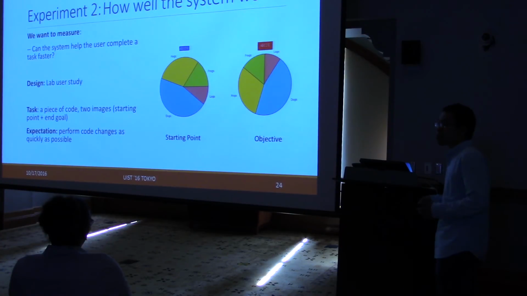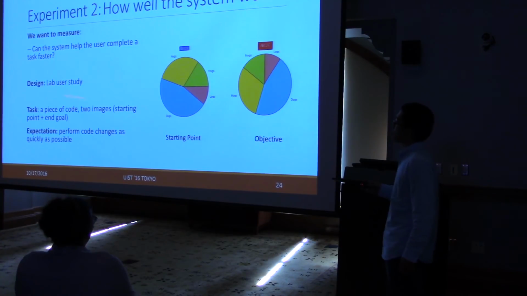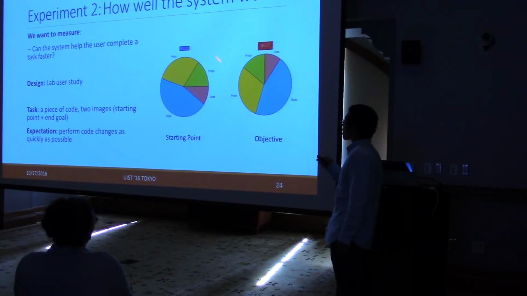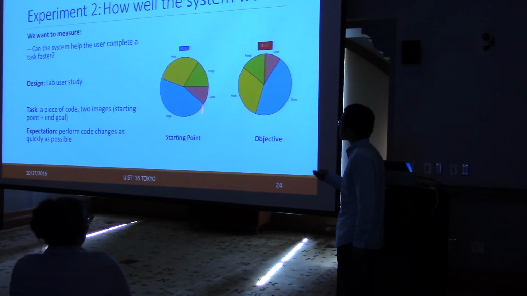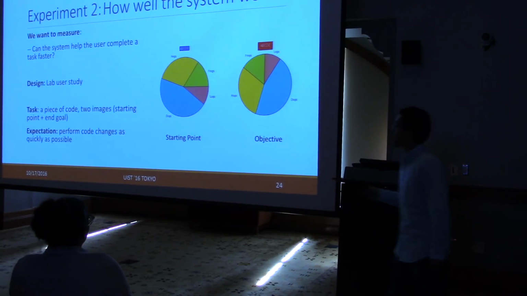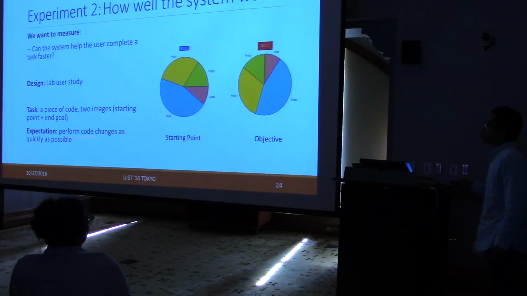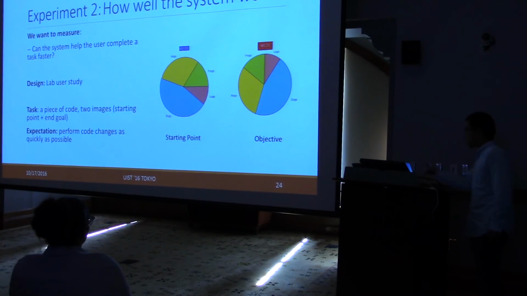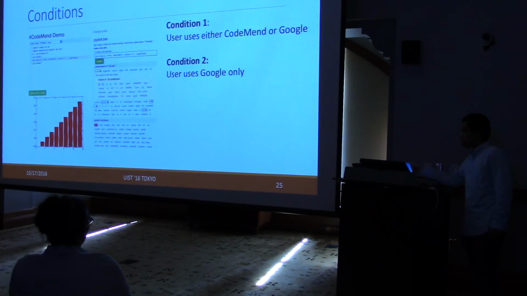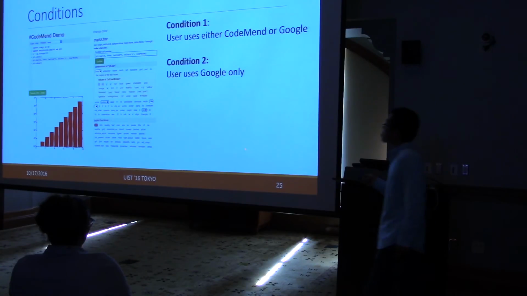And in order to do this experiment, we use the design format of a lab user study, where we give the user a piece of code and say, here's a piece of code. It generates this image. Can you change it using our system, or a control group system, to generate this image? The expectation is that the user can perform the code changes as fast as possible. And here, again, are the two conditions.